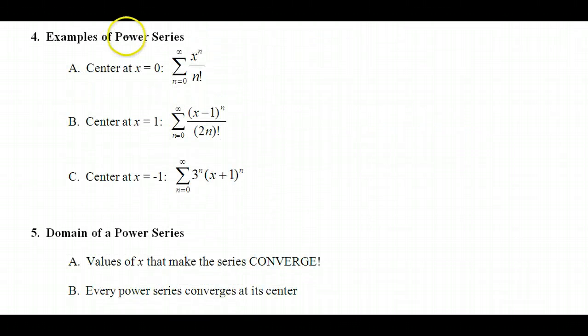So number 4, for examples of power series. All these are different, but they're all power series, the kind we've been working on the entire chapter. If you're centered at 0, you're not going to see that with the x value. If you're centered at 1, you're going to have x minus 1, and you have to see that. When you write out all the terms, you would see that in every term. And if you're centered at -1, then this would be centered at -1. So a key idea here is that you have to figure out where you are centered.